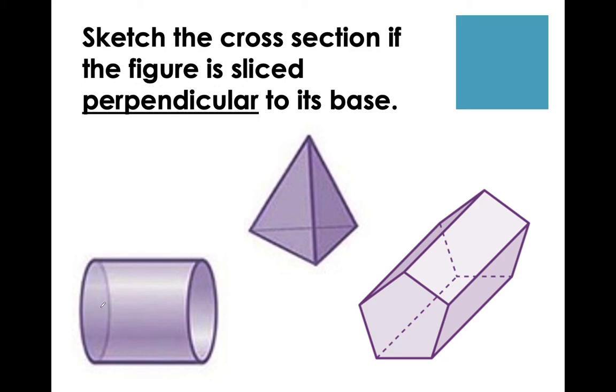okay, these directions say to sketch the cross section if the figure is sliced perpendicular to its base. Obviously, you can't sketch on here on the Edpuzzle, so I'm just going to give you a description of what shape it should be, and you're going to select the correct one. So we'll call this shape A, we'll call this triangular pyramid shape B, and we'll call this pentagonal prism shape C. And we're looking for the perpendicular slice, perpendicular to the base.